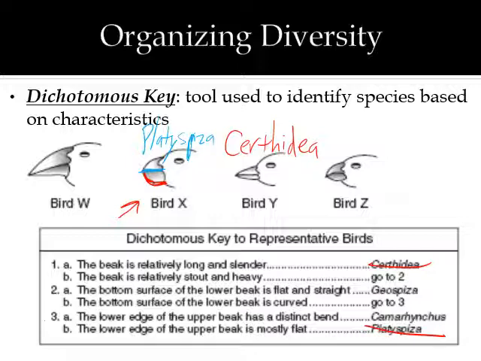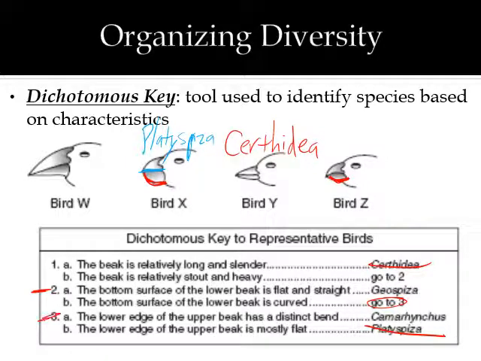Let's go to bird Z because he looks a little bit like bird X. We just got that out of the way. Back to step 1. We know it's not A because that was the other bird. So the beak is relatively stout and heavy. We're going to go on to step 2 rather. Either the bottom surface of the lower beak is flat and straight or curved. The bottom surface of the lower beak is definitely curved. You can see here it has that curved shape to it. So we're going to go to step 3.